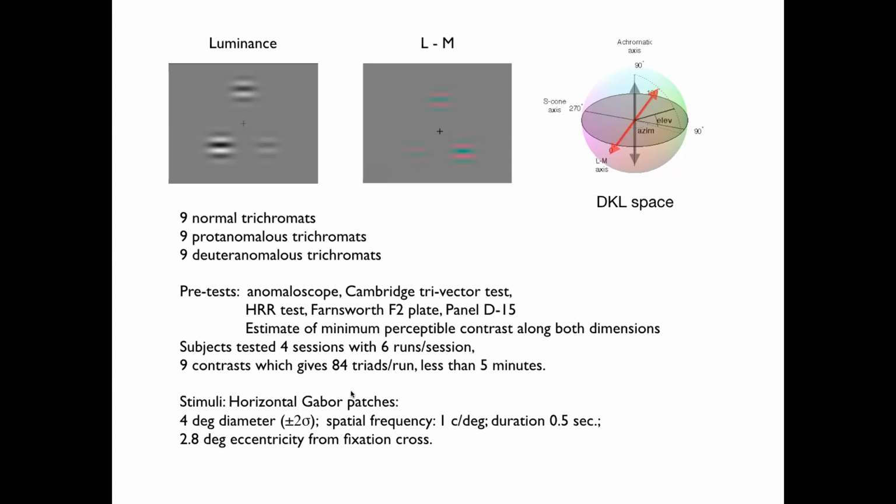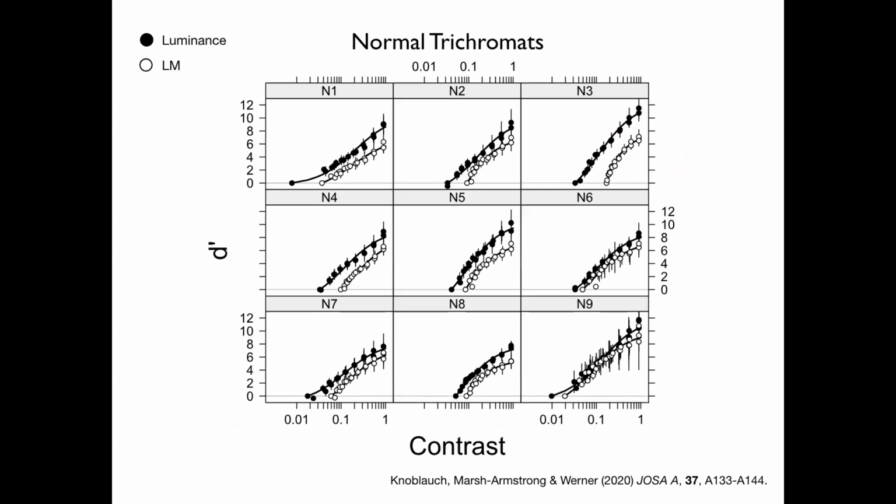The stimuli were horizontal Gabor patches, plus or minus 2 sigma of the Gaussian envelope, 4-degree diameter. The sine wave was 1 cycle per degree, presentation was 0.5 seconds, and these were fixated at 2.8 degrees eccentricity. There was an initial test where we estimated, for everybody, the minimum contrast they could detect, and the minimum contrast used was 1.7 times that.